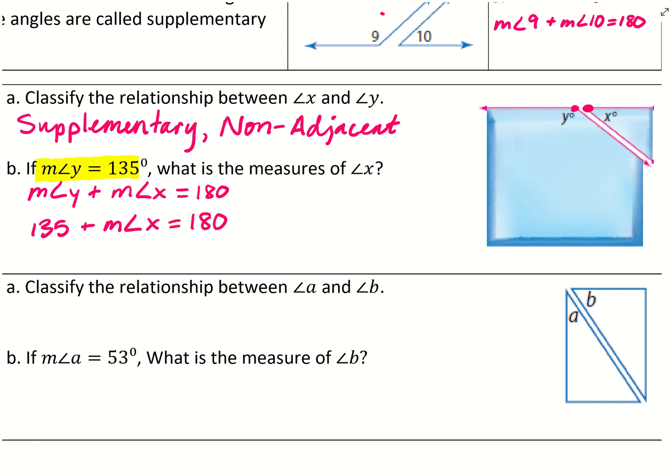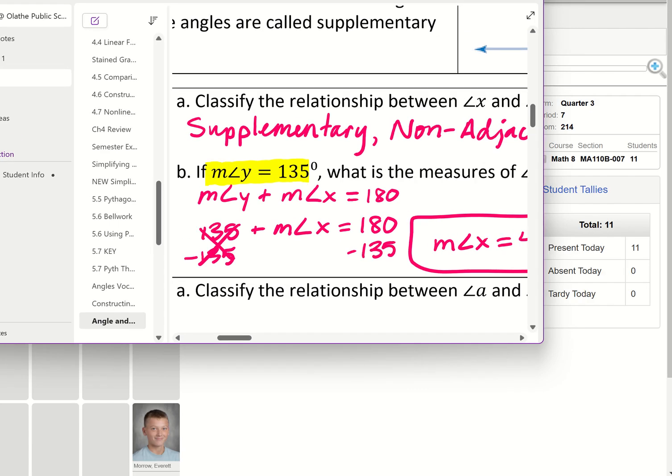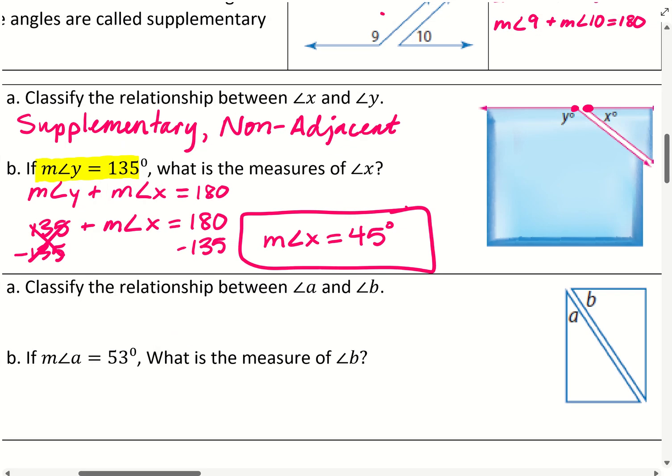And now I'm just solving like we have all year. So I'm going to subtract 135 from both sides, do the inverse operation, and I get measure of angle X equals, that should be 45 degrees. And that is it. Go ahead and do got it problems A and B. You guys can pause the video in order to do that. And we'll come back together.